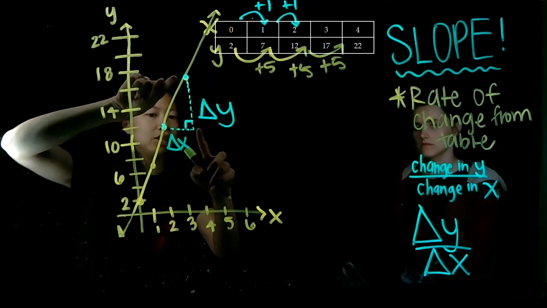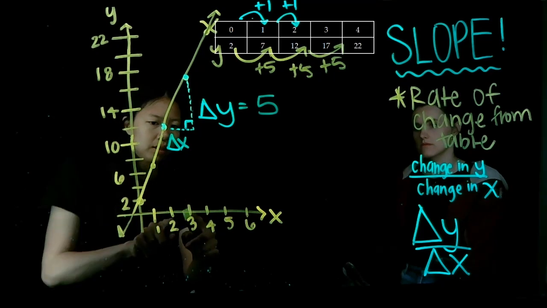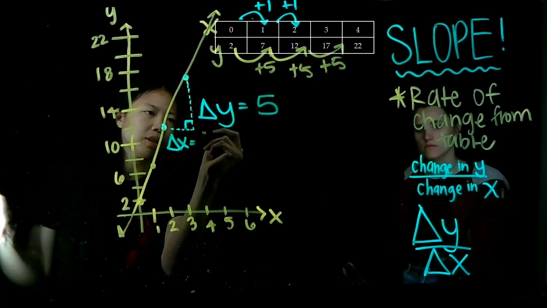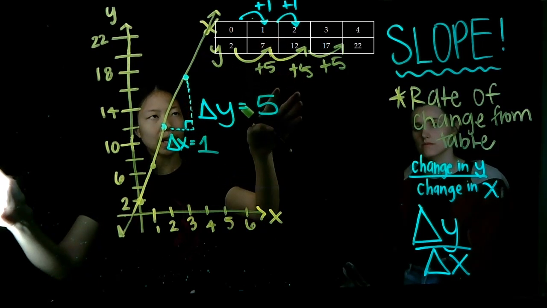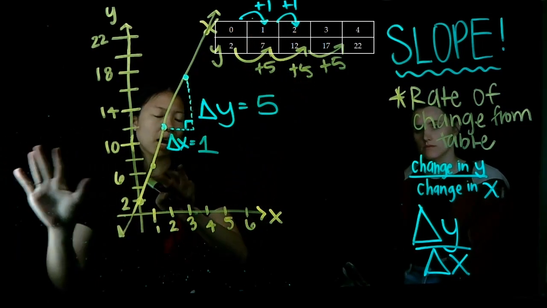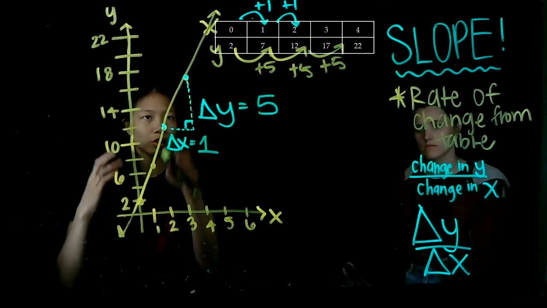So I know that that is a change in y of 5. And change in x here, I go from 2 to 3. And so I know that's a difference, or change, of 1. So you can kind of see from the table how it's 5 and 1, and then on a graph, how do we get the rise and the run, 5 and 1. And we'll show you a few more examples of how to get the slope from a graph.